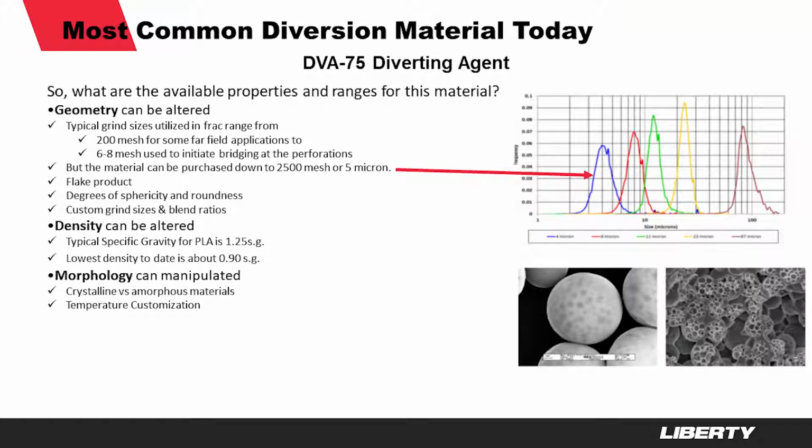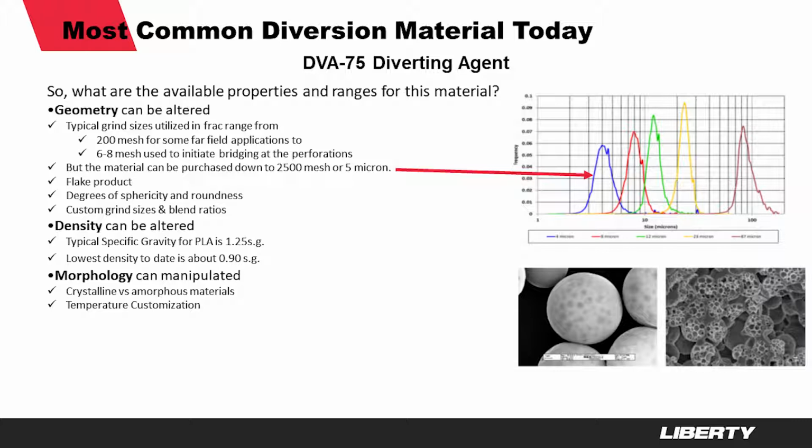So what are the available properties and ranges for this material? The material's geometry can obviously be altered. Typical grind sizes utilized in frac range from 200 mesh for some far field applications to 6 to 8 mesh used to initiate bridging on the perforations. But the material can be purchased down to 2500 mesh or 5 micron.